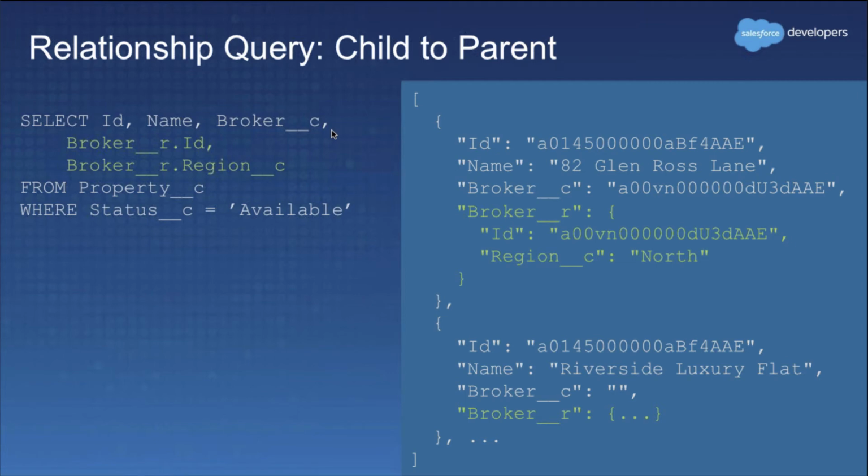First of all, the child to parent. This would be where I want to do a query of property records, and I want to see data about the related broker of each of those properties. You can see in white on the left-hand side, we have this select Id, Name, and broker__c, right? So that looks pretty standard. And then after broker__c, there's a comma. I've indented these and changed the color just to highlight them, but the indentation is not required. broker__r.Id, comma, broker__r.region__c.